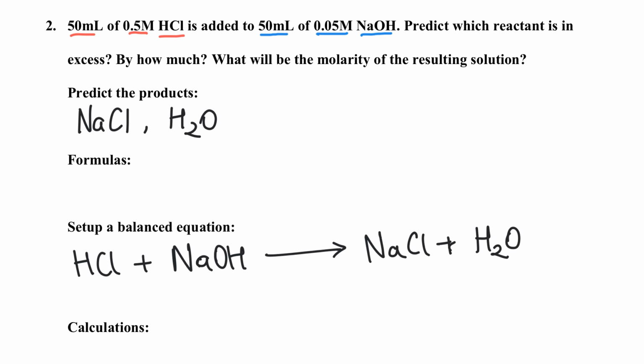Set up a balanced equation. So this equation is already balanced. Your coefficients are all ones. So let's move on to the next part. For that, we're going to need to go back to our balanced equation, and your balanced equation tells you that your mole ratio for hydrochloric acid and sodium hydroxide is 1:1, which means that for every mole of hydrochloric acid you need 1 mole of sodium hydroxide.